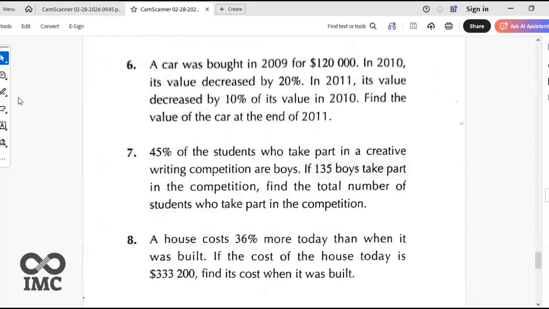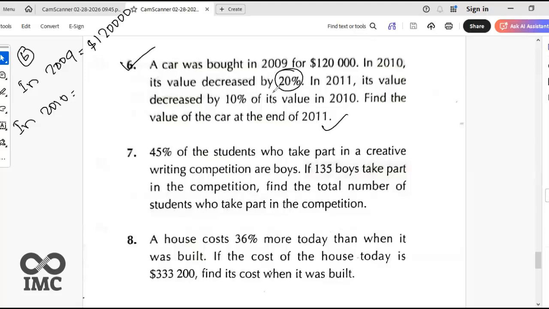Now question number 6. Question number 6 says a car was bought in 2009 for $1,20,000. In 2010, its value decreased by 20%. In 2011, its value decreased by 10% of its value in 2010. Find the value of that car at the end of 2011. So in 2009, the price of the car was 1,20,000. Fine. But in 2010, the price of the car is decreased.